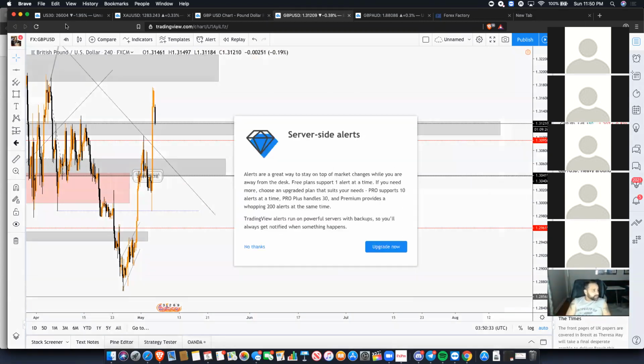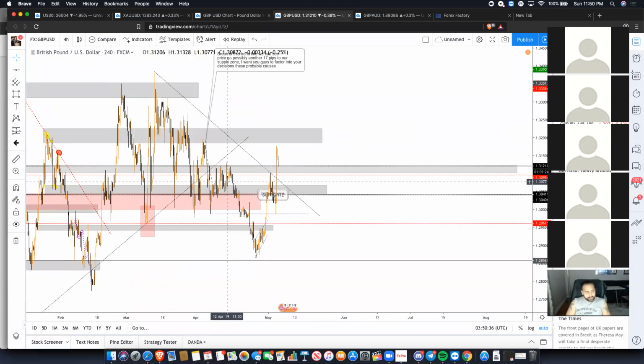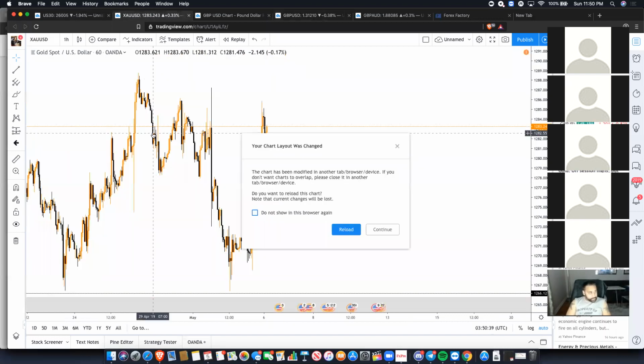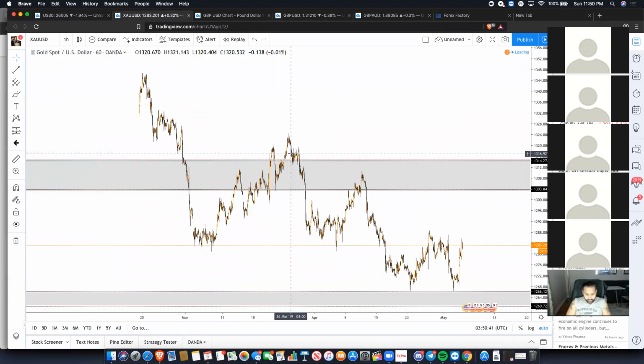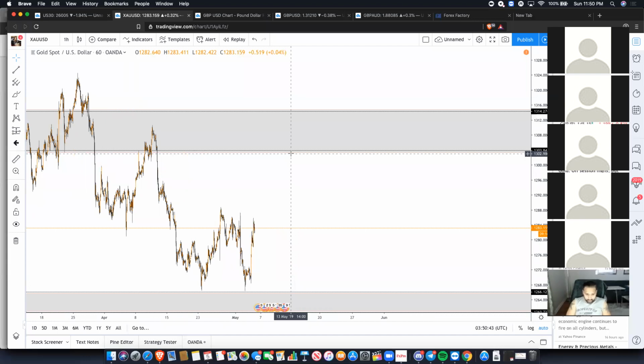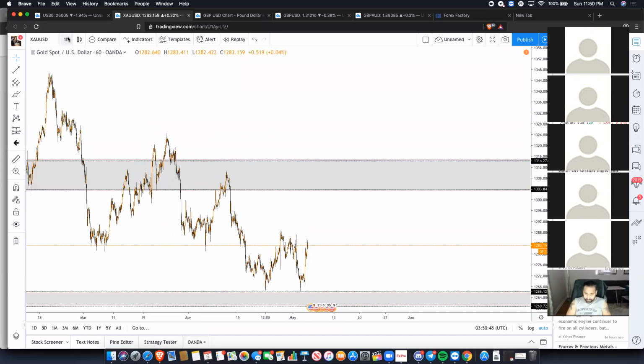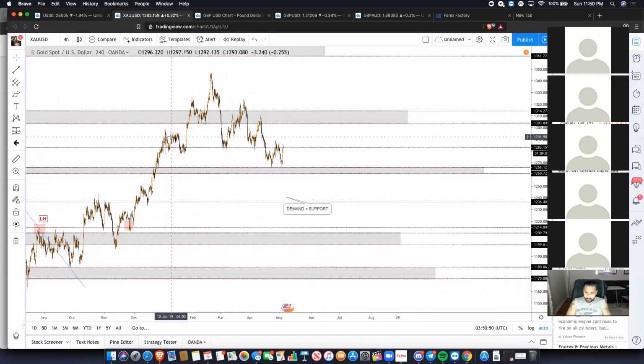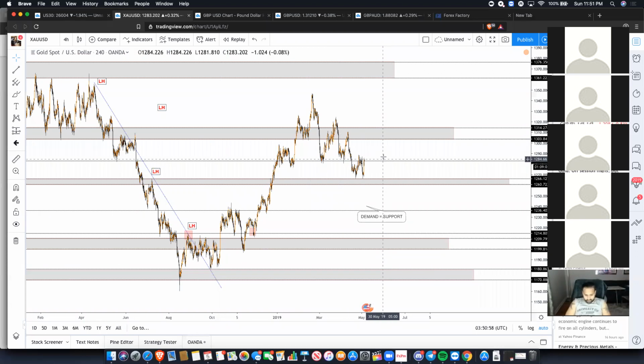That'll be a nice buy entry. Let's see what other pairs we're looking at. Gold. Gold is still looking like she's trying to creep back up to that 1,300 price point. The only thing that has me a little worried about gold is the fact that she is retesting the breakout of that distribution zone here.